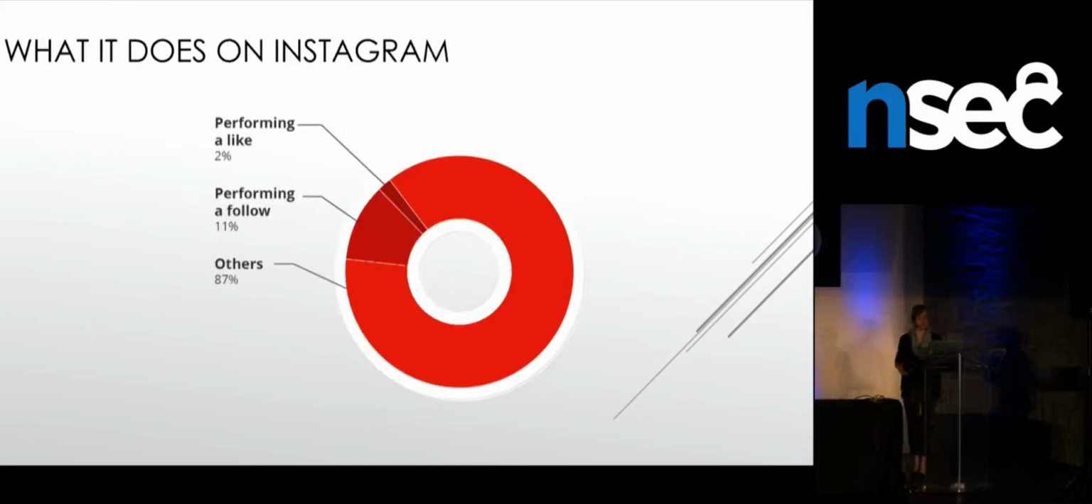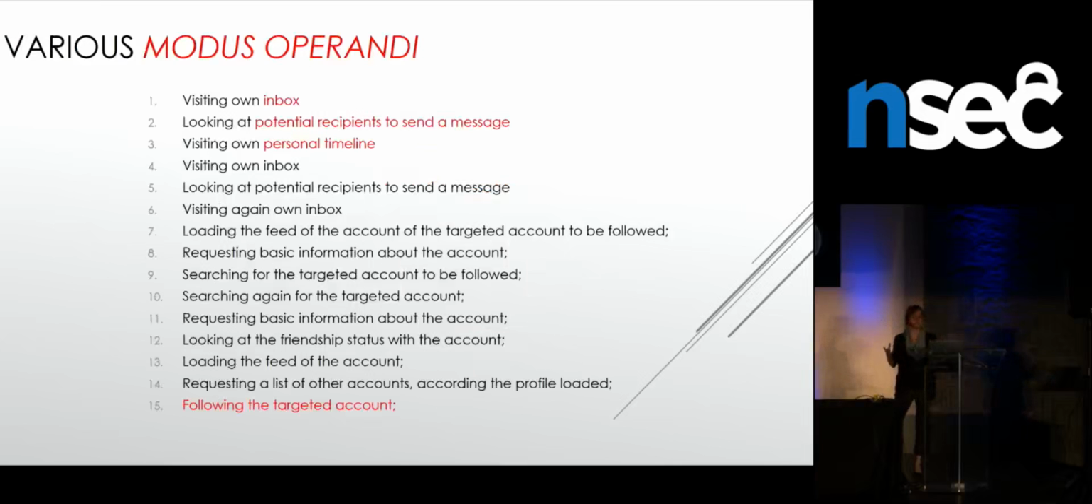And we looked at what it was doing on the social network, and we found that in 13% of the time, it was doing either a like or a follow. So it was actually making likes and follows. And 87% of the time, it was building up to those likes and follows. So they developed scripts to mimic human interaction. We found about 6 or 7.